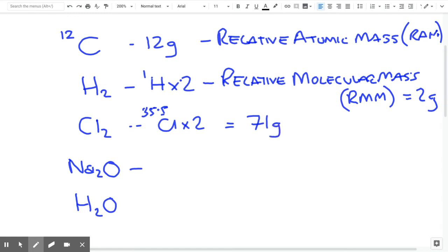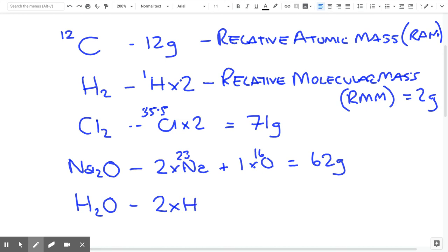Sodium oxide: 2 lots of sodium, being 23 apiece. Oxygen, we'd have to add the oxygen. There's 1 oxygen being 16. So that will give us a total mass of 46 for the sodium, plus the 16, which gives us 62 grams. And then for the final one, water: 2 hydrogens, both weighing 1 each, plus 1 oxygen, still weighing 16, and that will give us 18 grams.